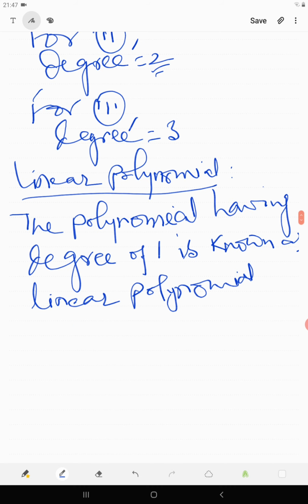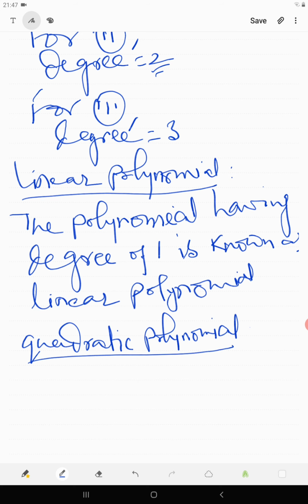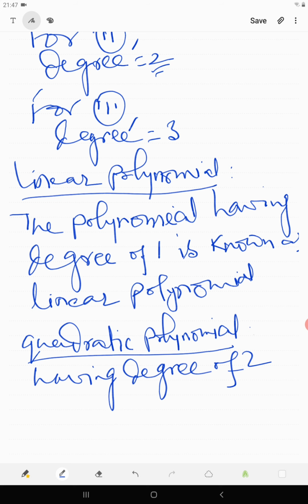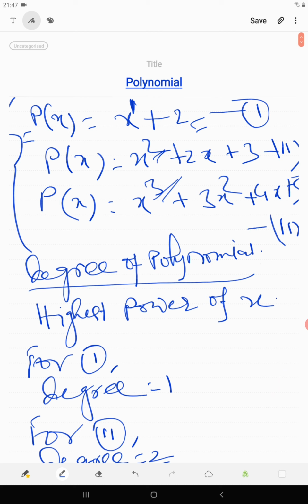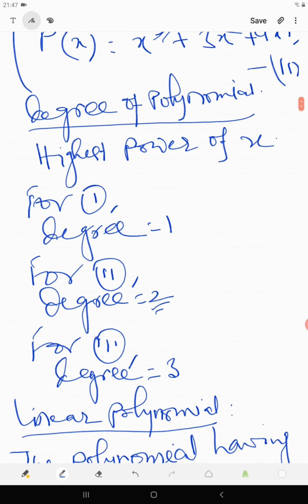Okay. Now what is a quadratic polynomial? A quadratic polynomial is a polynomial having degree 2. Quadratic polynomials are polynomials having degree 2. So such a polynomial is a quadratic polynomial. Okay. So the example 2 that I have written, px equals x square plus 2x plus 3, is a quadratic polynomial.